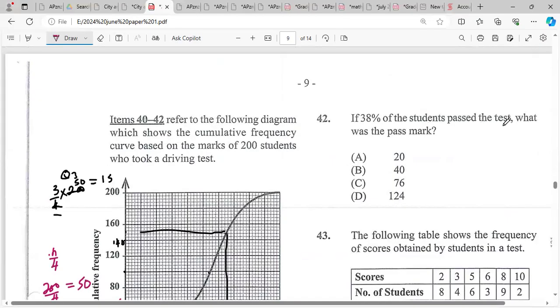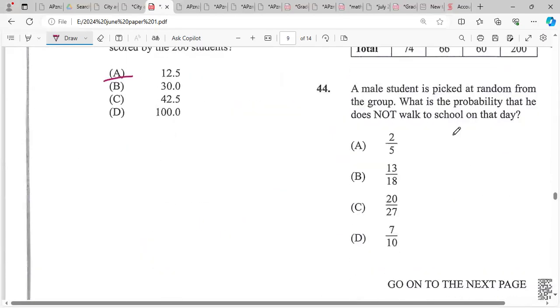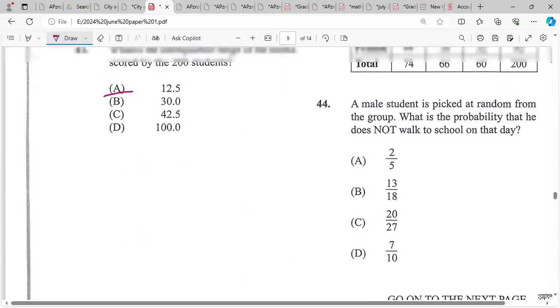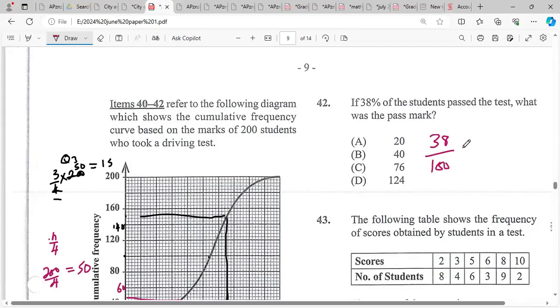If 38% of the students pass the test, what was the mark? Which one is that related to? Oh, this one is related to 40 to 42. They did say it, I think I missed that. Yes, items 40 to 42. All right, if 38% of the students passed the test, what was the pass mark? So 38%, we need to read off that. Where does 38% stop?